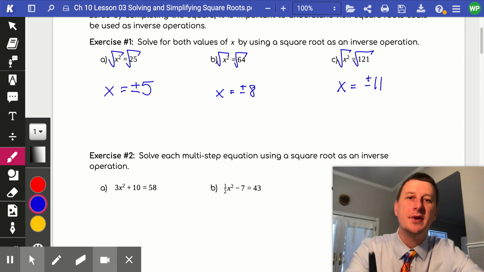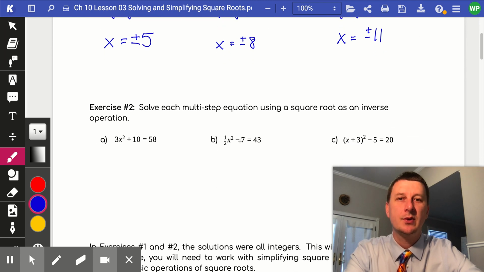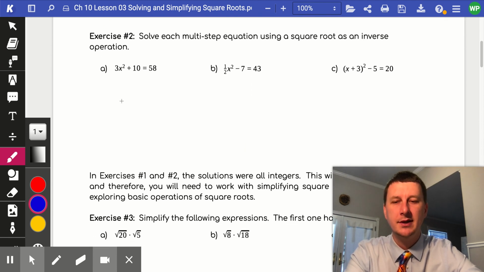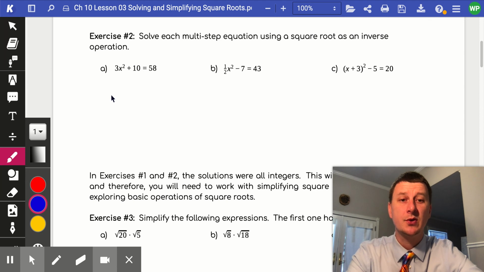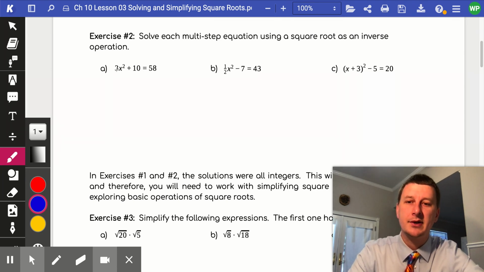All right, so now that we've worked with square roots as an inverse operation of a one-step equation up here, we're ready to do square roots as an inverse operation of a multi-step equation. So if we're looking at exercise number 2, we want to solve each multi-step equation using a square root as an inverse operation. So on part A, we have 3x squared plus 10 equals 58.